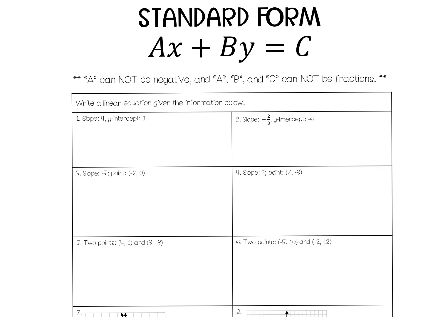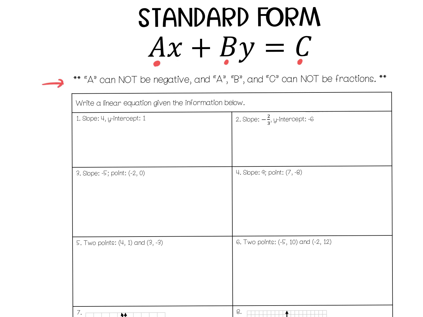All right, class. So today we will be working on standard form. We're going to try to convert slope-intercept form or point-slope form into standard form. The standard form is ax plus by equals c, where a cannot be negative and a, b, c cannot be a fraction. So a, b, c will be numbers. A and b will be coefficients, c will be a constant. This is some restriction for standard form.